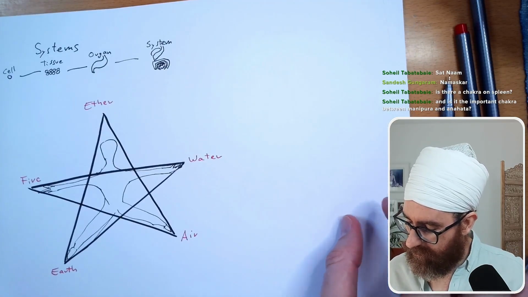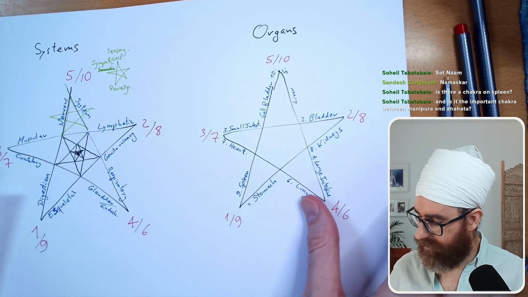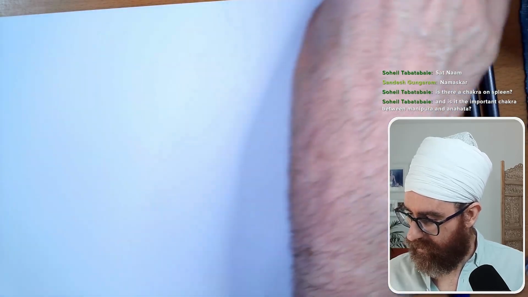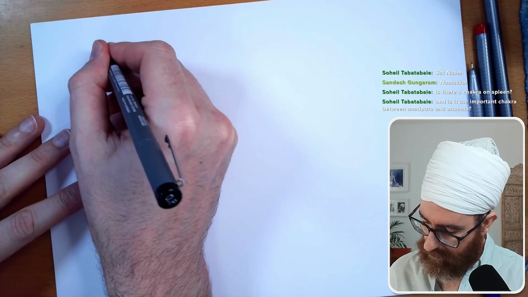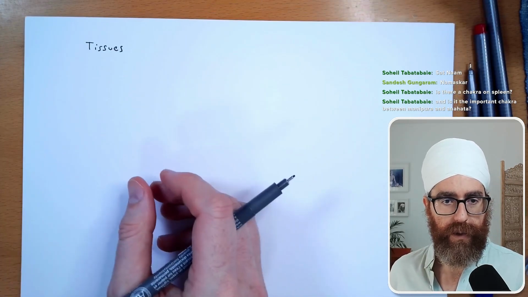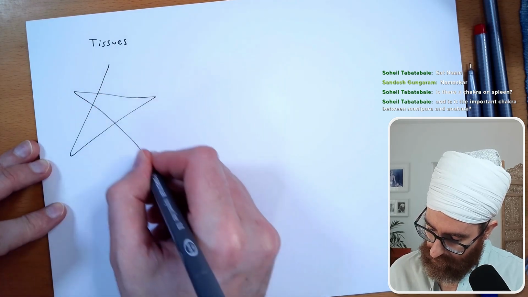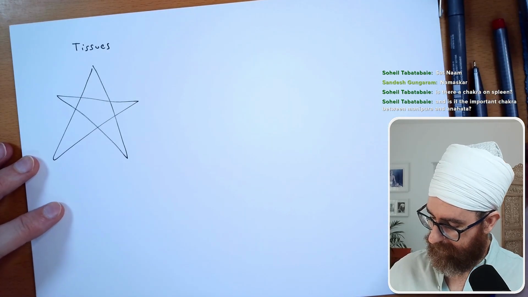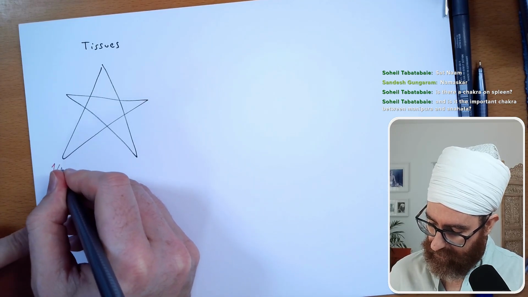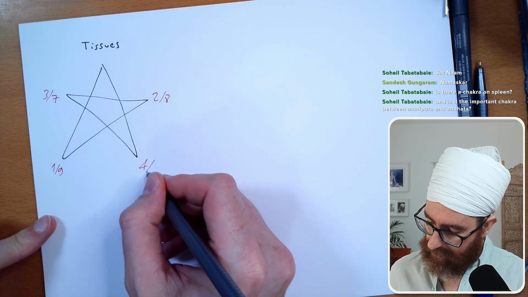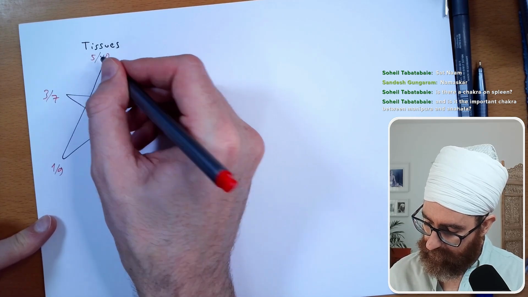And what do we have next? System, organ, then tissues. Then we would go to tissues. And again, we have the 1 and 9, 2 and the 8, the 3 and the 7, 4 and the 6, and the 5 and the 10.